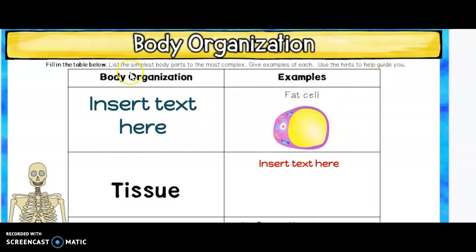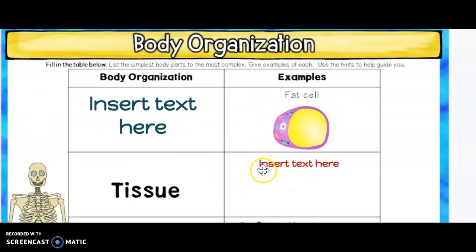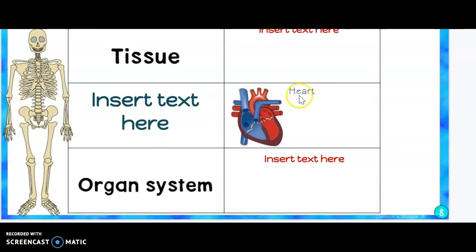So insert text here. If I have a cell, what part of the organizational structure is that? Over on this side, you need to give me an example of tissue. What is the heart an example of? And then you need to give me in text an example of what an organ system is.